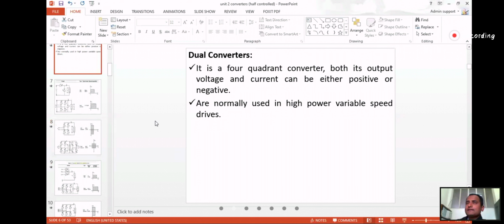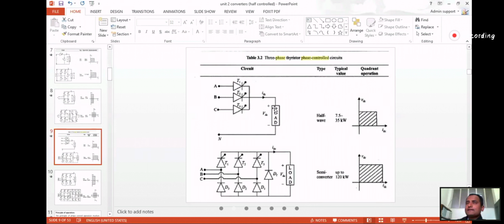Similar to this, in 3 phase also there are different types. If you have seen this diagram in the last class, all the cathodes are connected together. This is a half wave converter, but the difference is that in that case they used diodes, while in this case they use SCRs. So the output voltage can be controlled where the input is constant, but the output will depend on the firing angle.